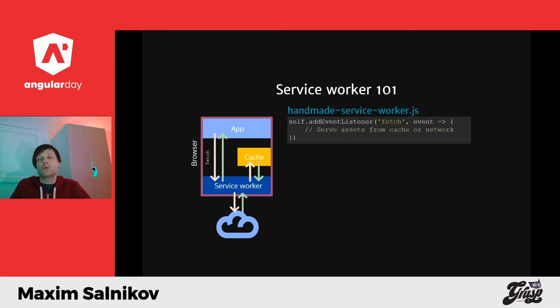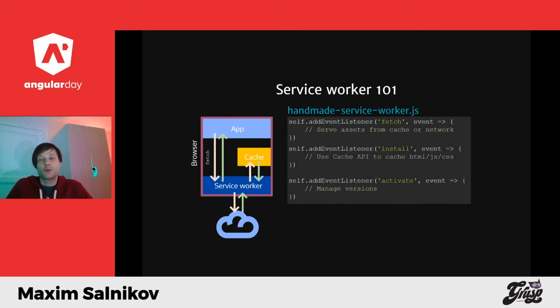How do you create your own service worker? A service worker is an event-driven worker, so it reacts to some form of events, and we have to set up listeners. In the fetch listener, we actually serve all the assets from cache or from network. We provide the logic for fallbacks for all these scenarios. And of course, in advance, we have to use install and activate to put the resources into the cache and to manage versions. Sounds doable, right?